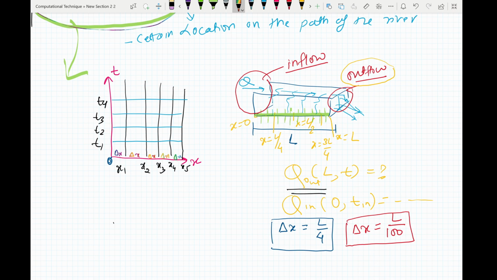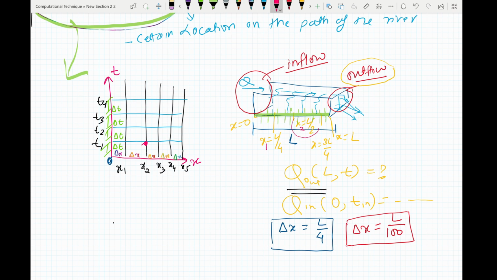Similarly, you have to discretize your time as well, delta t as well. There is a way to determine what delta t should be based on your delta x, which we will talk about later. In this grid, we can be given flow at this point. So that is at x2. Let's say this is our x1, and x2 is L by 2.